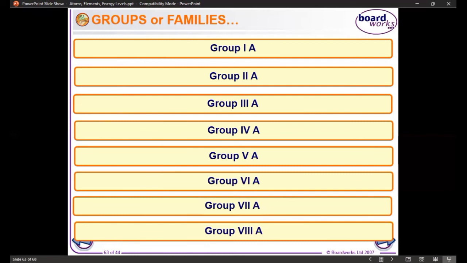Their outer shell level is already completed, meaning all the electrons have their own partners. They are exceptionally unreactive. In fact, until the early 1960s, the elements were called inert gases because they were thought to be incapable of forming chemical compounds.